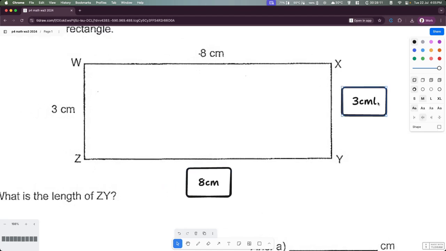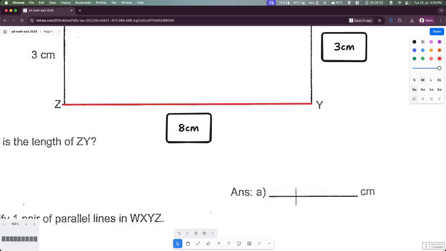Oops, not this. Let me cancel this. All right, so ZY is at the bottom over here, this one. Let me just make it red. So we just want to know this, which is basically 8 cm. Therefore, the answer in this case is 8 cm. I just put 8 because the cm is there already.